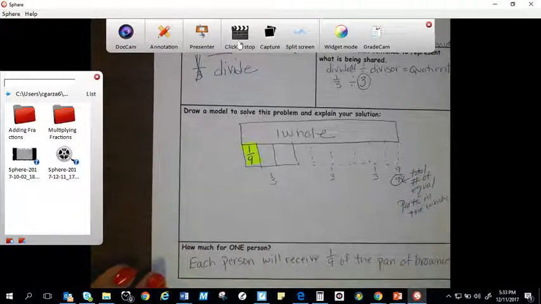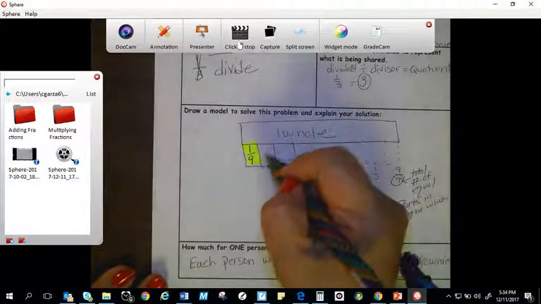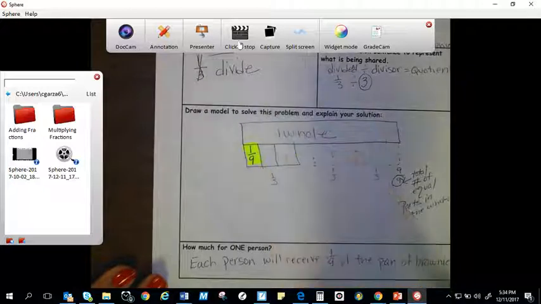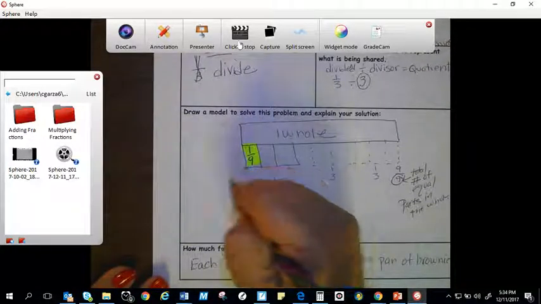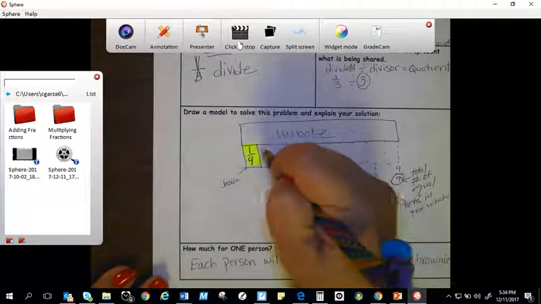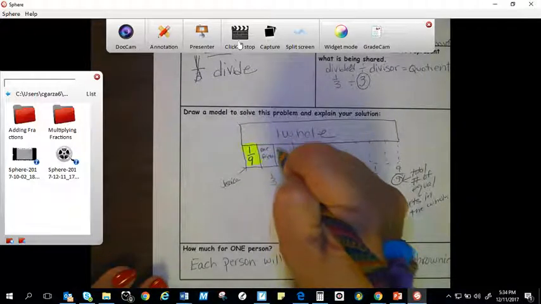Okay? And now we've divided it. So this could be Jessica. This is 1 friend and 2 friends. So I'll just label Jessica so that you can see it. This is 1 friend, and this is another friend.